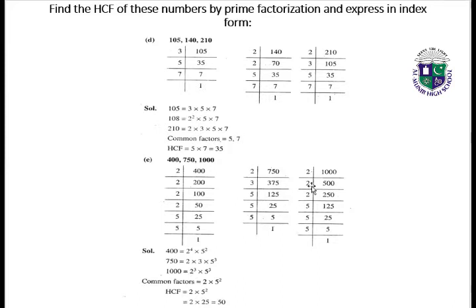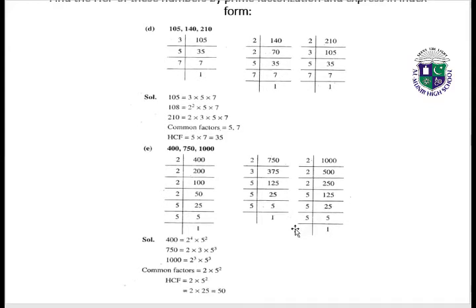1000: 2 5s are 10, 0 0, 2 2s are 4, 1 carry, 2 5s are 10, 0, 2 1s are 2, 2 2s are 4, 1 carry, 2 5s are 10, 5 2s are 10, 2 carry, 5 5s are 25, 5 1s are 5. 400 is 2 power 4 multiply 5 square, 750 is 2 multiply by 3 multiply 5 cube, 1000 is 2 cube multiply by 5 cube. Common factors 2 multiply by 5 square, 5 5s are 25, 25 2s are 50.